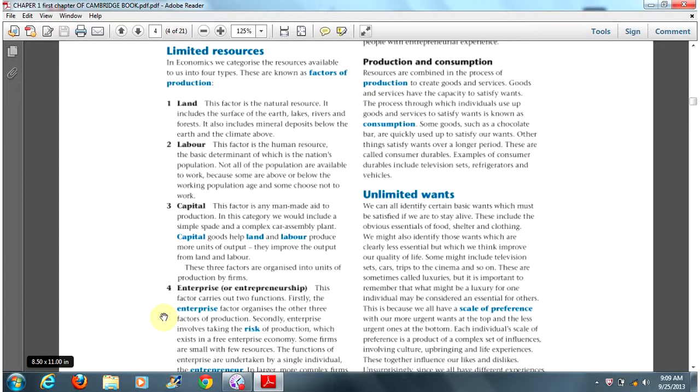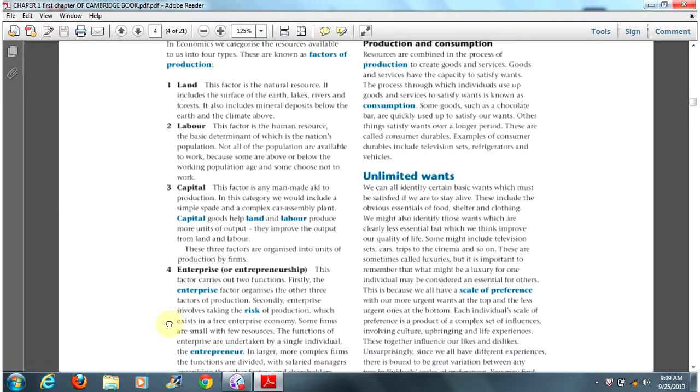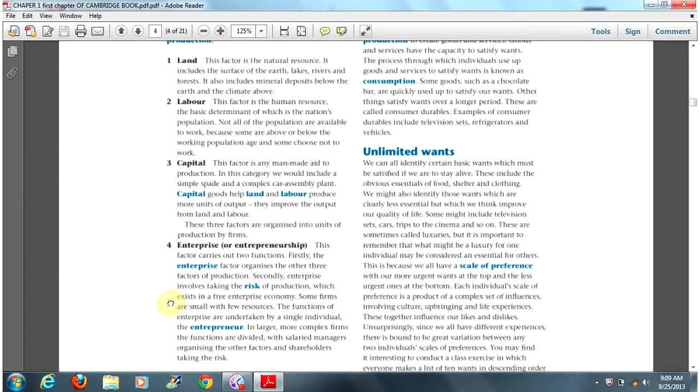Some firms are small with few resources. The functions of enterprise are undertaken by a single individual, the entrepreneur. In large, more complex firms, the functions are divided, with salaried managers organizing the other factors and shareholders taking the risk.